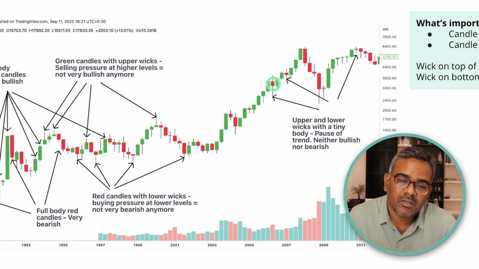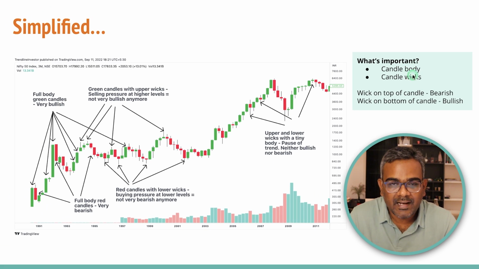So what's important, or the summary of this video today, is you need to look at the candle body, you need to look at the candle wicks, and then you can take a decision. If the wick is on the top of the candle, you need to be bearish, definitely, and if the wick is on the bottom of the candle, you'll be bullish. If the wick forms on both the top and the bottom, then it's indecision, and you know what's going to happen. You wait and you see what the markets are going to do.